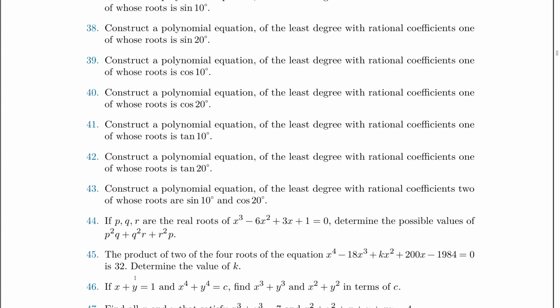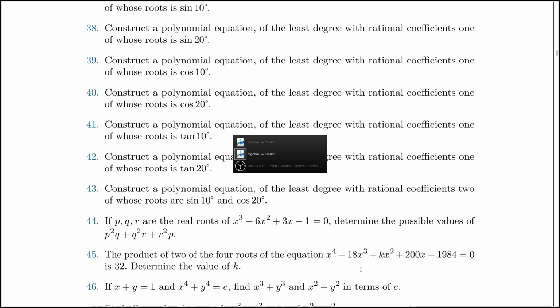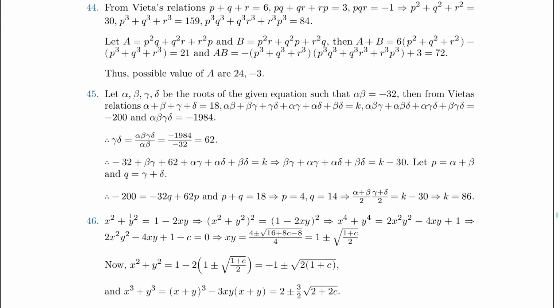So question 46 says that if x plus y is equal to 1 and x to the power 4 plus y to the power 4 is equal to c, find x cube plus y cube and x square y square in terms of c. So what we are given is x plus y. So we can write x square plus y square is equal to 1 minus 2xy, and then x square plus y square whole square is equal to 1 minus 2xy whole square. So what this becomes is x to the power 4 plus y to the power 4.